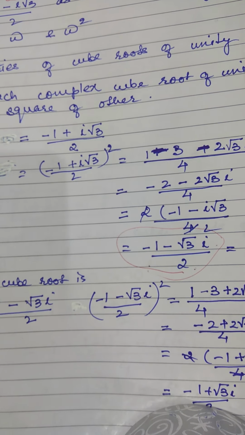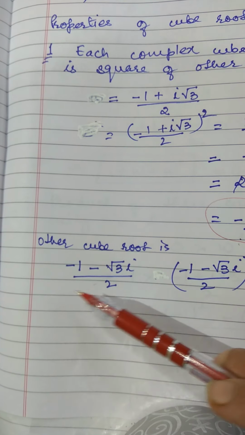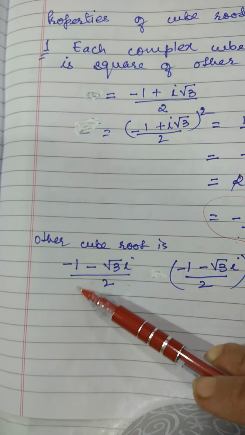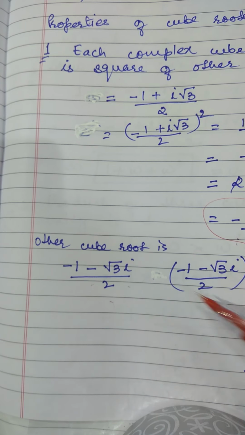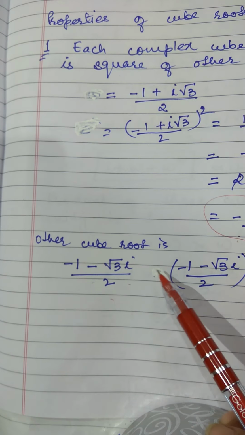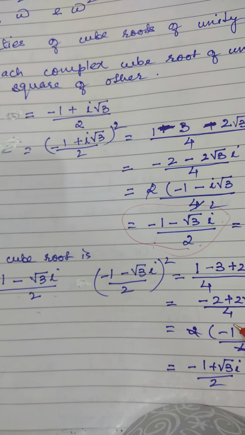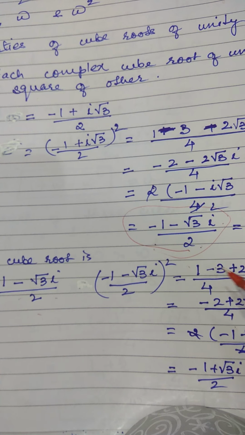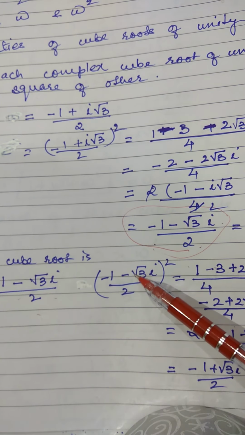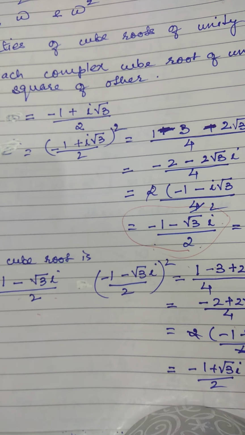Now let's reciprocate. Let's take the reverse order. Let's square the second root, (-1 - root 3 iota)/2. Again we are squaring it. In the denominator we will have 4. This is a square plus b square plus 2ab, and this will be plus because both are minus. So squaring it, you will get this.